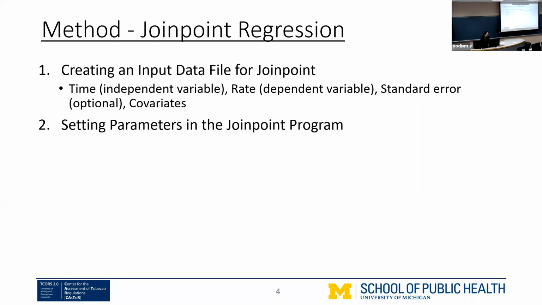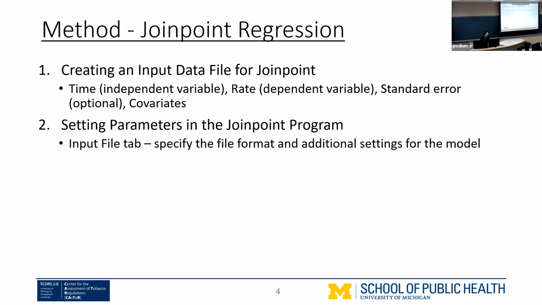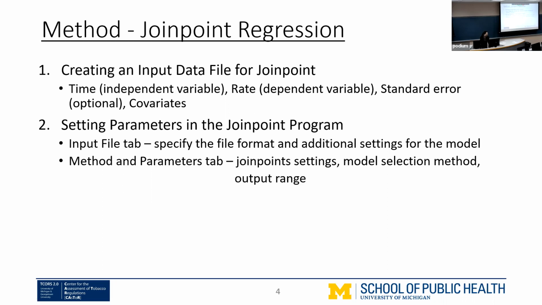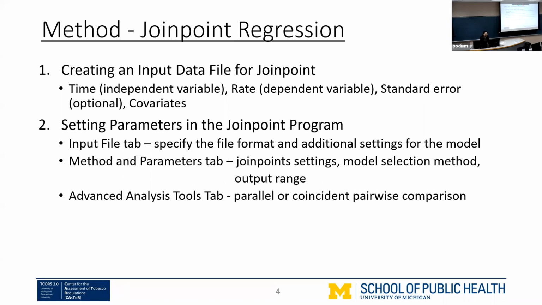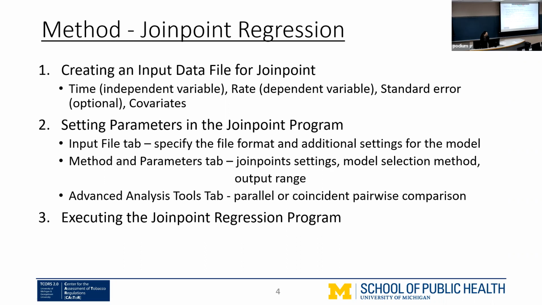Setting the parameters in the joint point program: there is an input file tab, as you will see in a minute. In this tab, you will specify the file format and some settings for the model. Then there is a second tab for the method and parameters. Here you can do the joint point settings and choose the model selection method that you saw in the previous session, such as the permutation test or the Bayesian information criterion method. The third tab has some advanced analysis tool options that we can also look at together. Once you have the settings for all the parameters, you can run the joint point regression program. Then, finally, we can look at the result, interpret it, and see how to save it. We'll go through all these details when we run the program together in a minute.